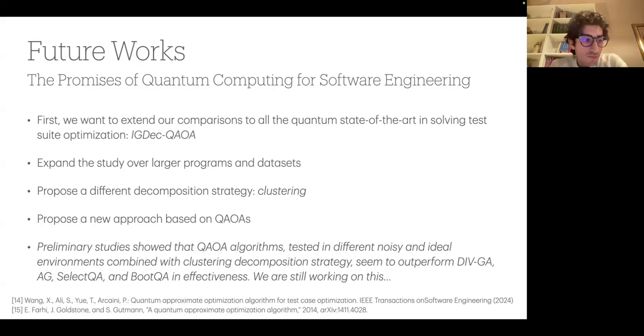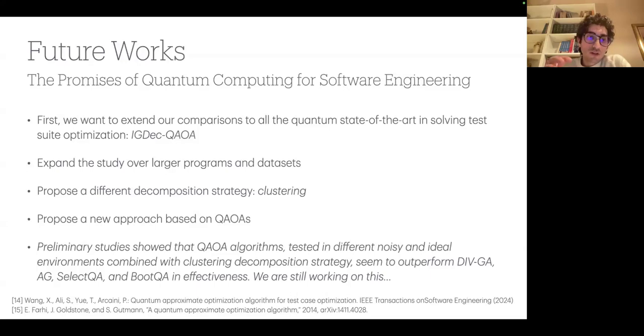But in particular, we are currently exploring the potential of the clustering decomposition strategy, and we are also trying to understand the potential of combining the clustering decomposition strategy with a QAOA-based approach. We already obtained some preliminary results with the QAOA algorithms, which we tested in different noisy and ideal environments. At the moment we haven't used actual quantum computers, we just simulated them.